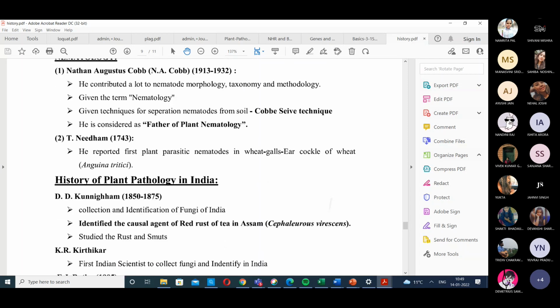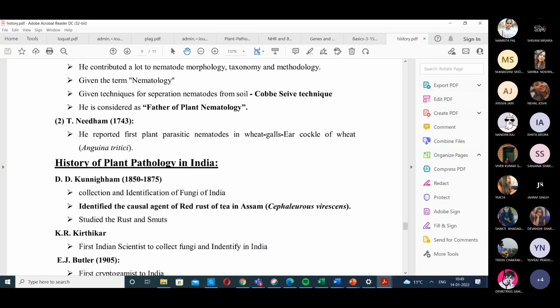Then T. Needham was the first person who reported plant parasitic nematodes in wheat, called ear cockle of wheat, Anguina tritici. So he was the first person to identify nematodes in a plant.